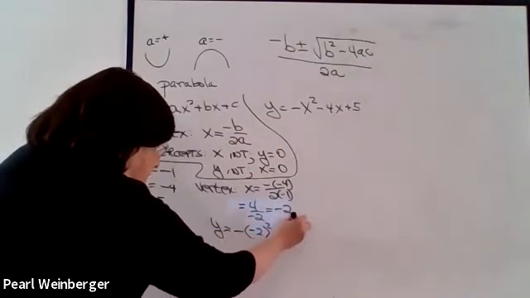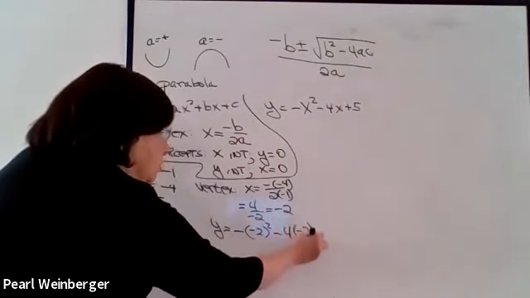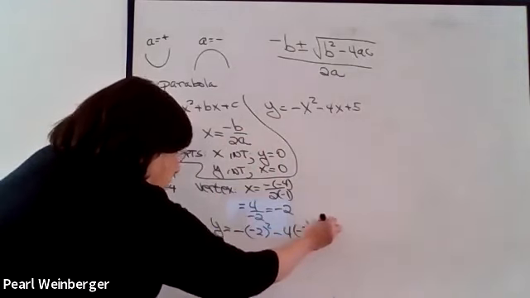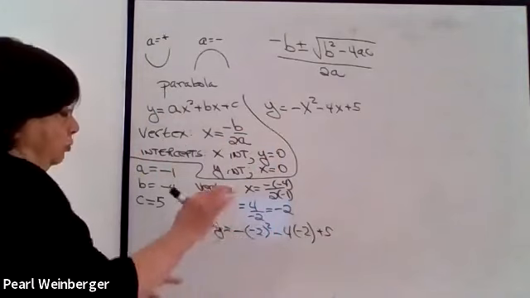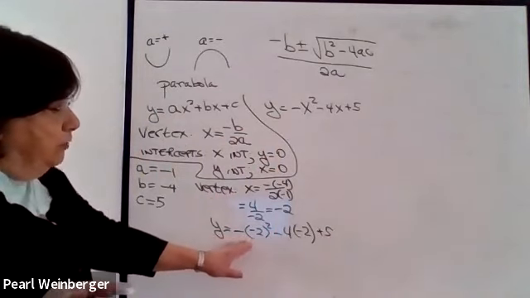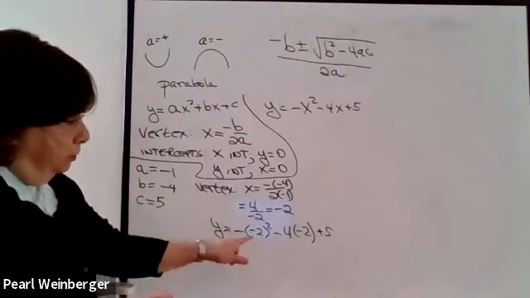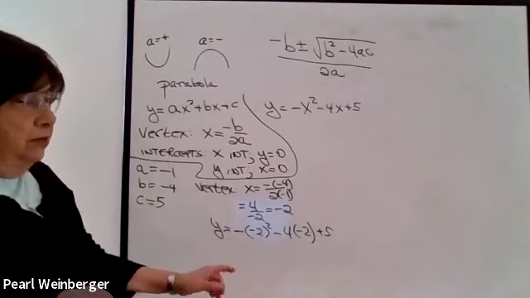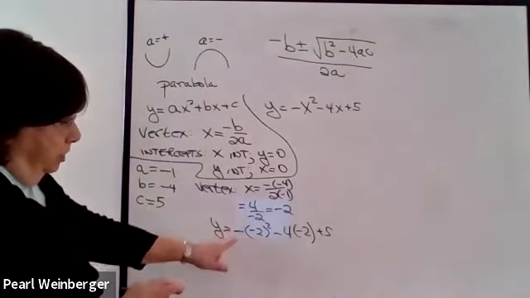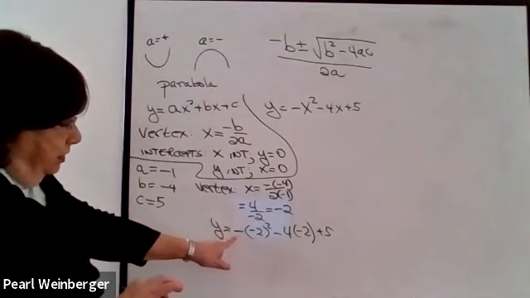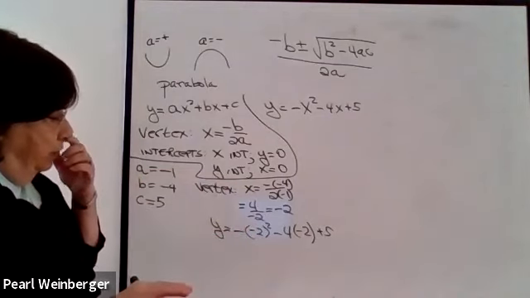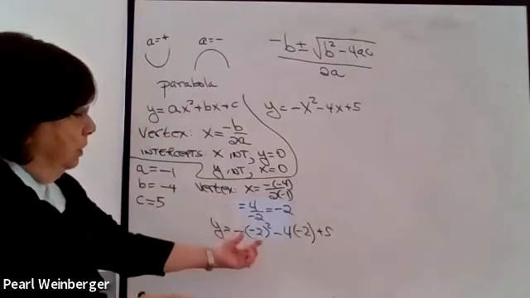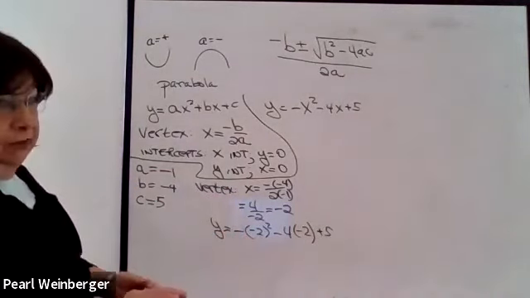Minus 4 times negative 2 plus 5. Now, when you're figuring out something like this, yes, you could put it into your calculator, but if you do, make sure you put in those parentheses. Otherwise, the calculator will see negative 2 squared and think you're doing negative 2 squared as a whole. We want to first square the negative 2.